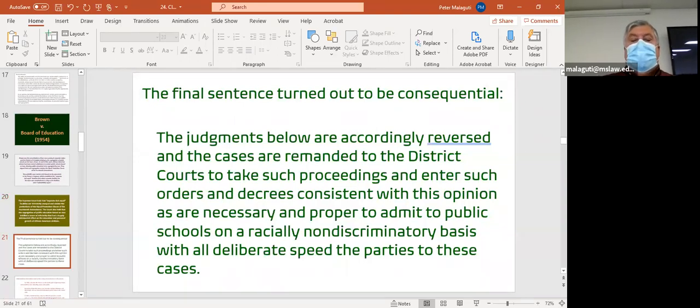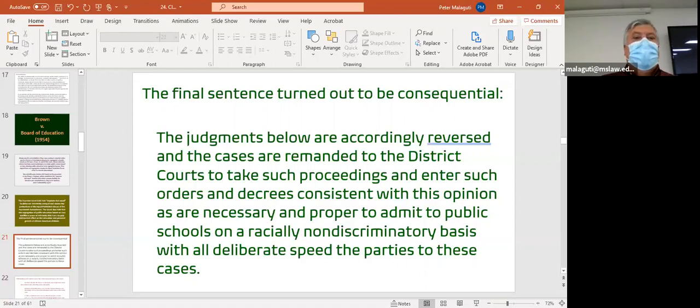In a subsequent case that came along, which we refer to as Brown 2, the question of a remedy came up. What are we going to do? We have all these segregated schools. We have all these segregated restaurants. We have all these segregated hotels. What are we going to do? And here the court dropped the ball.